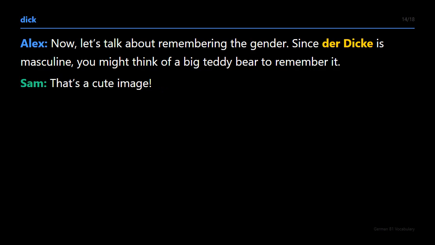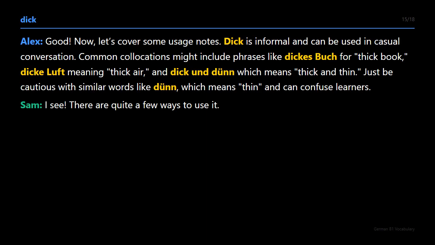Now, let's talk about remembering the gender. Since "der Dicke" is masculine, you might think of a big teddy bear to remember it. That's a cute image. Good. Now, let's cover some usage notes. "Dick" is informal and can be used in casual conversation.